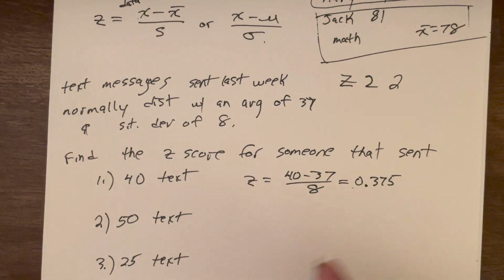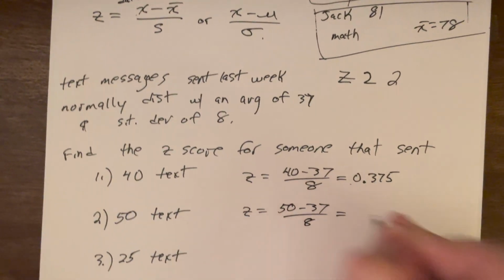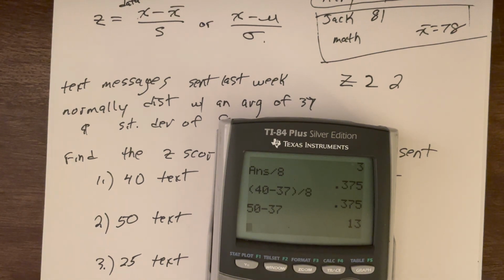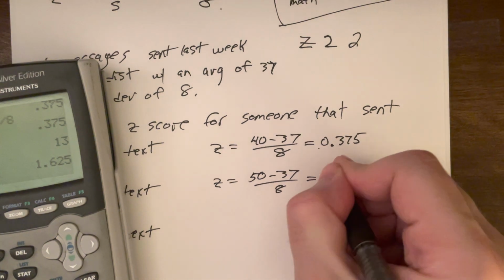So it's a simple computation. Same for the next. 50 minus 37 divided by 8. No big deal. Same thing. 50 minus 37 divided by 8. And I get 1.625.